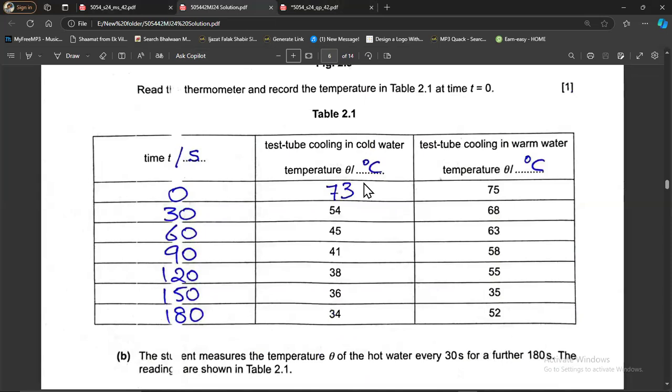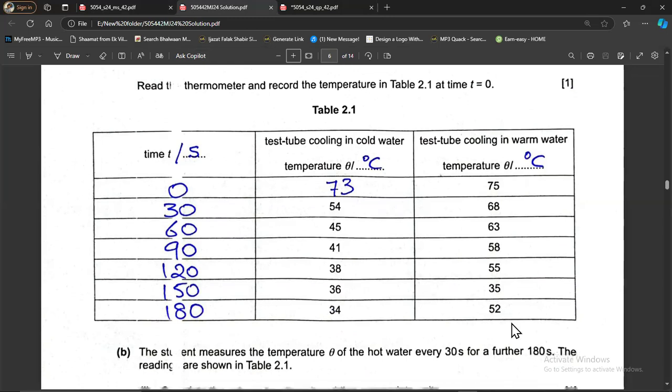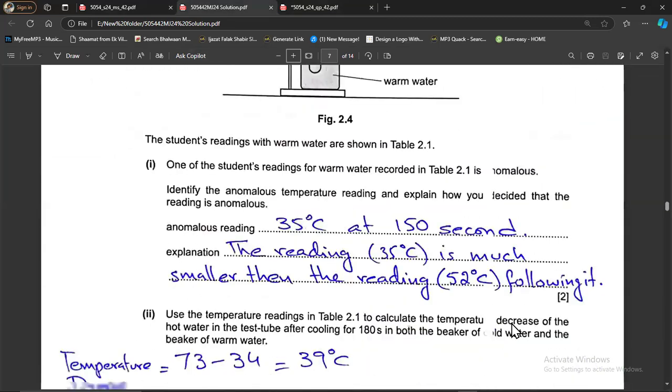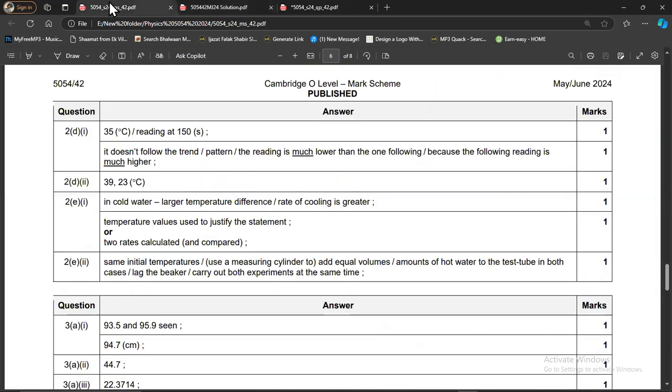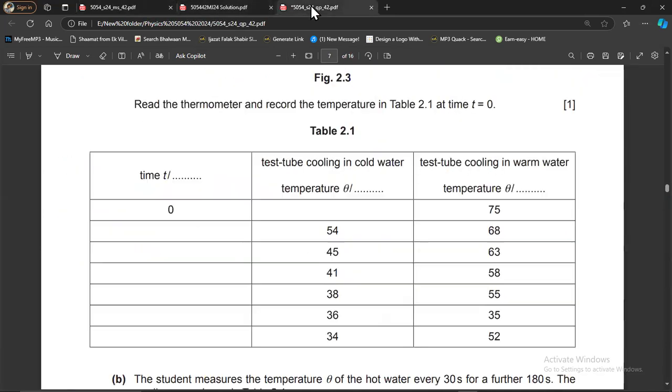So this temperature dropped from 73 to 34 in 180 seconds. This temperature dropped from 75 to 52 in 180 seconds. So the temperature drop when the test tube was in the cold water is 73 minus 34, 39 degrees centigrade. And the temperature drop when the test tube was in the warm water is 75 minus 52, that is 23 degrees centigrade. 39 degrees centigrade and 23 degrees centigrade. Our answers are right. I hope you understand.